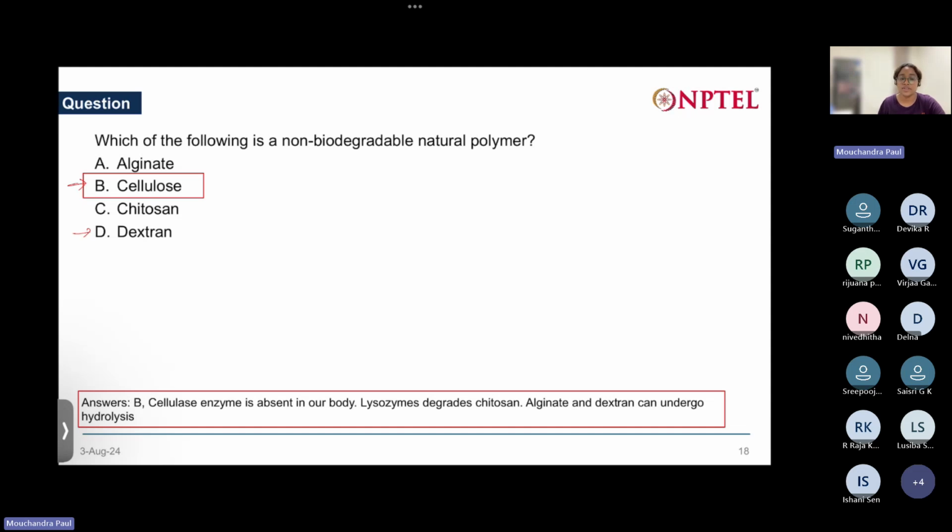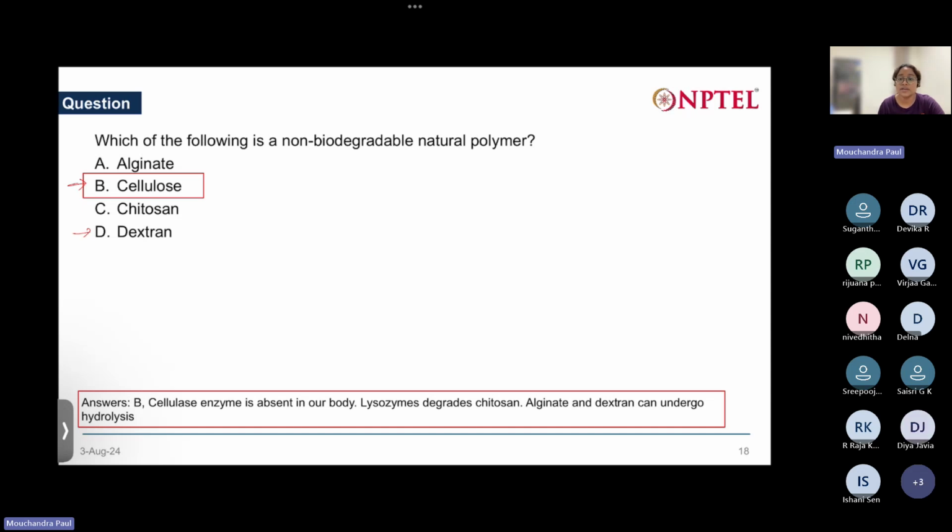Then chitosan is degraded by the lysozyme enzymes that are there in our cells. So you know about lysosome, that has the enzyme called lysozymes. So through the action of those enzymes, the chitosan is broken down and degraded.